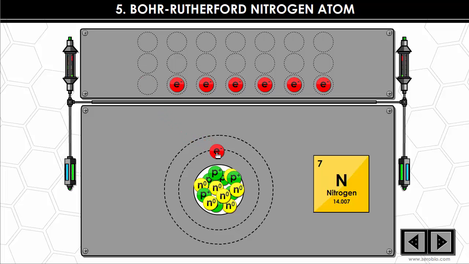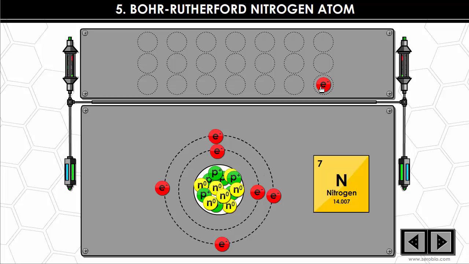So starting in the first shell, first one goes there, second one goes there. That shell is full. I've got to go to the next energy level or shell. This is the second shell. So I start at the top. There's electron 3, electron 4, 5, 6. So what I'm doing here is I'm placing one at all of the points of the compass. You could say north, east, south, and west.